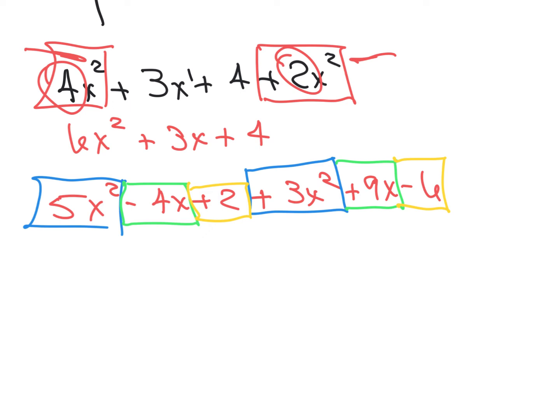So let's go ahead and combine the blues. I get 8x squared, and let's combine the green. I'm adding negative 4x to 9x. The signs are different, so I take the difference of the two and I put the sign of the largest number here, and then I add my constants. 2 plus negative 6, take the difference of the two, put the sign of the largest on there. So 2 plus negative 6, and that's where I got the negative 4.